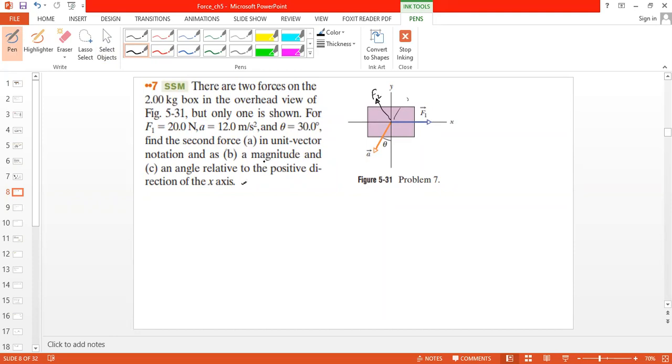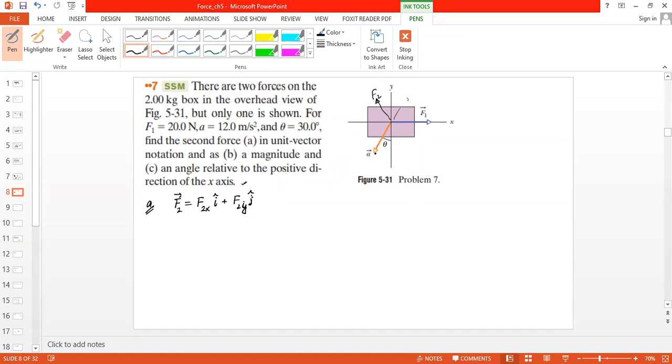Now look here, this is a two-dimensional scenario. So I have to find F2 in unit vector notation. Okay, did we understand the problem? If not, tell me. So let's say F2 in unit vector notation is F2x i plus F2y j. This is my F2. I have to find F2x and F2y, and thus F2 in unit vector notation.